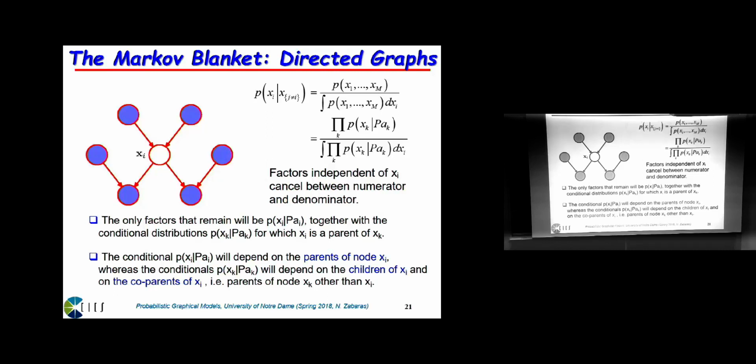Here I put basically Xi given all the other nodes. And what I'm asking is, do I really need all the other nodes, or will some of those nodes turn out to be unimportant? So what I have done is I wrote this as the joint probability of all the nodes in the graph. Let's say I have M. And here I have the probability of all the nodes but i. So I have to marginalize i out.